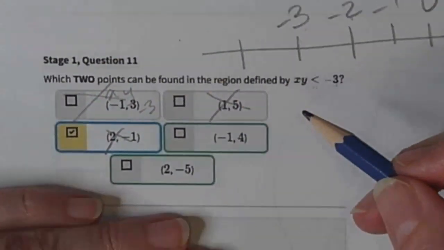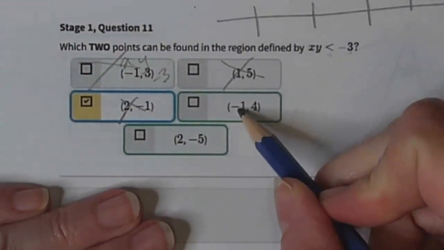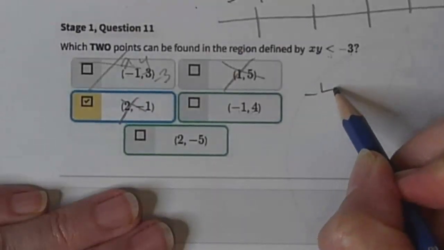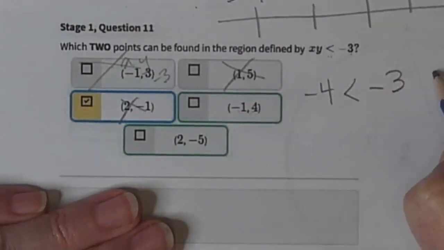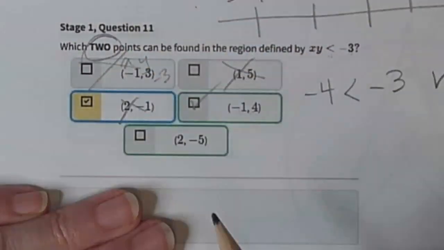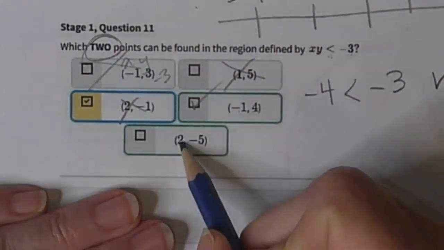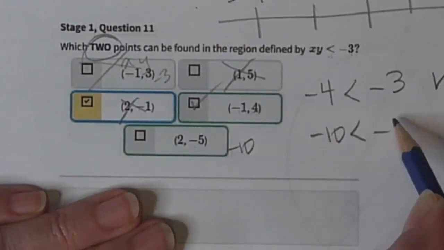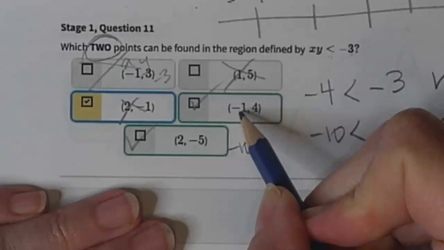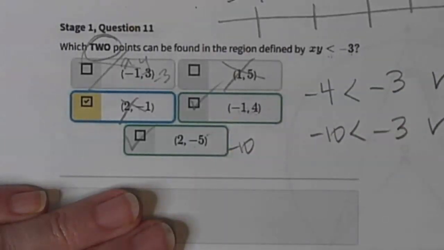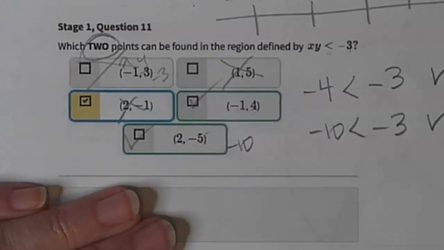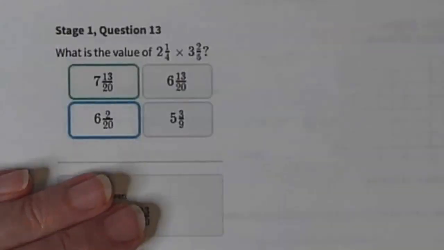So no. I was like, oh my goodness. -1, -4. So is -4 smaller than -3? Yes. So I should have checked that one. And of course, look, it says 2. I didn't even check 2. -2 times 5 is -10. Is -10 smaller than -3? Yes. So those were my two answers. All right? So I got that wrong. And I'm the teacher, so don't feel bad, okay? The question was weirdly worded.